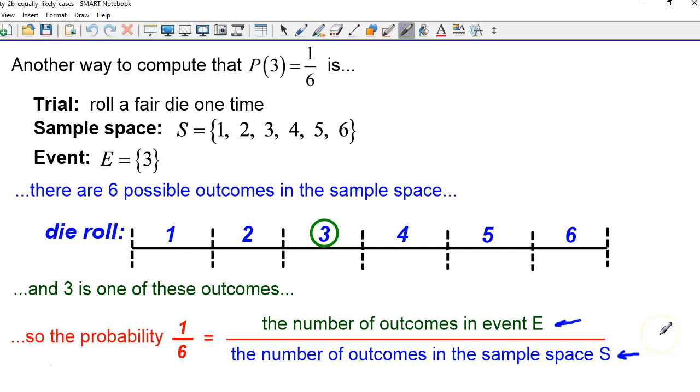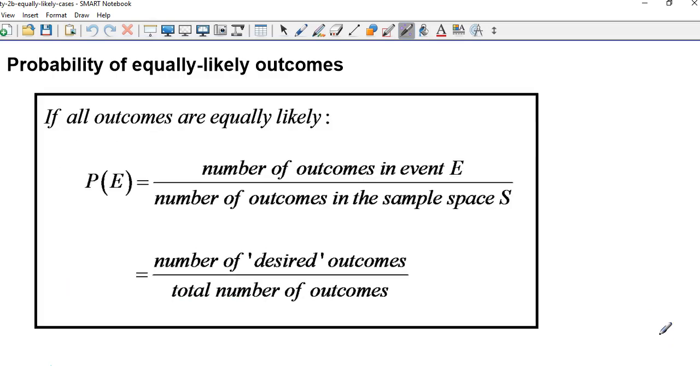And in fact, that's going to give us the formula that we use for computing these probabilities. If all the outcomes are equally likely in a sample space, then the probability of the event E occurring would be the number of outcomes in the event E divided by the number of outcomes in the sample space. A lot of times that's just expressed more generally as the number of desired outcomes divided by the total number of outcomes. Okay, so that's going to be our formula for computing the probabilities.